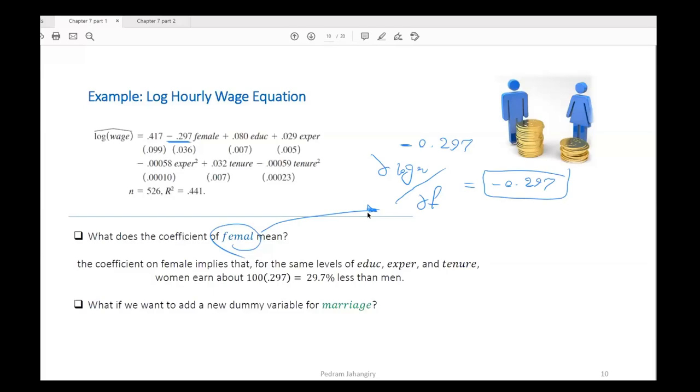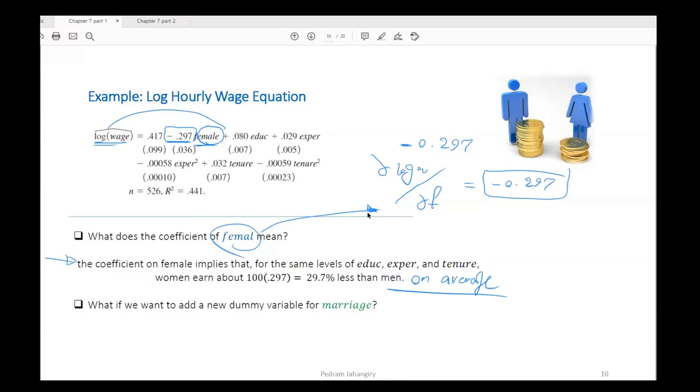So this suggests that females on average will earn this number multiplied by 100, so 29.7% less than the benchmark, which is male. Why do I say 29.7%? Because remember, this is log-level. So we are connecting all the things that we have learned so far. This chapter is basically putting everything together. This is how I interpret it: the coefficient of female implies that for the same level of education, experience, and tenure, holding everything else constant, women earn about 29.7% less than men, on average. Please write that on average.